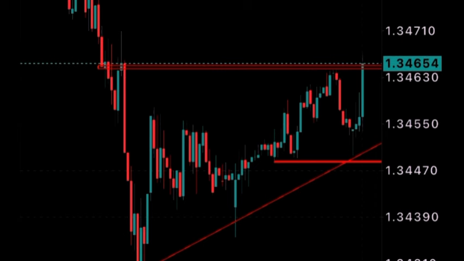Let's see if this market closes above this point. We'd have to redo our analysis again, and if it closes below, yeah, we'll just stick to our plan and we'll sell. So yeah, let's just see how it goes. I'll update you guys on this trade.